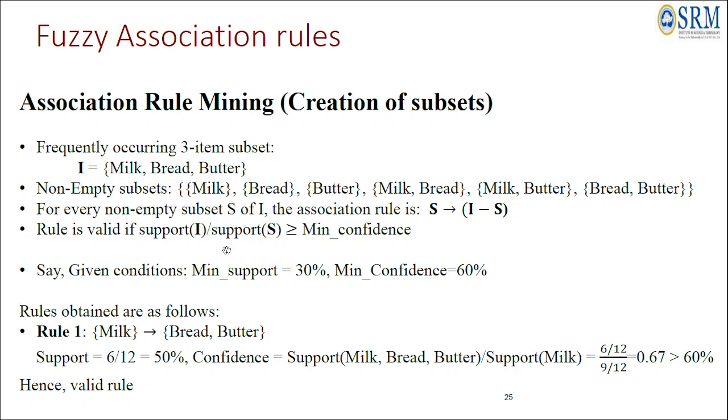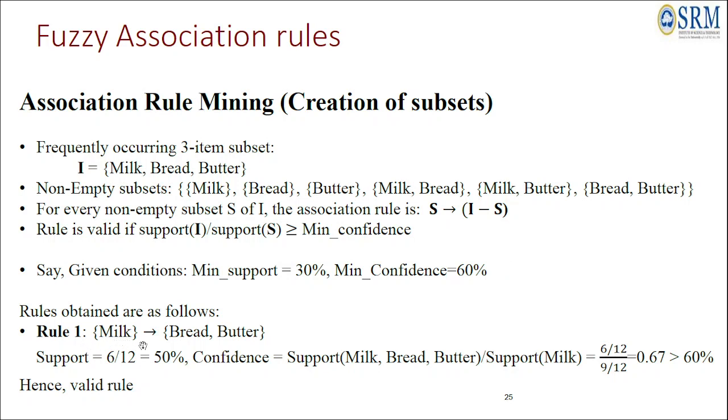Now the rule is valid if the support of I divided by the support of S is greater than or equal to the minimum confidence. So the given conditions are minimum support equal to 30% and minimum confidence is 60%. So I have to satisfy both things. Firstly, we have seen this minimum support value as 30%. We have already grouped them. Now we have to satisfy the minimum confidence condition.